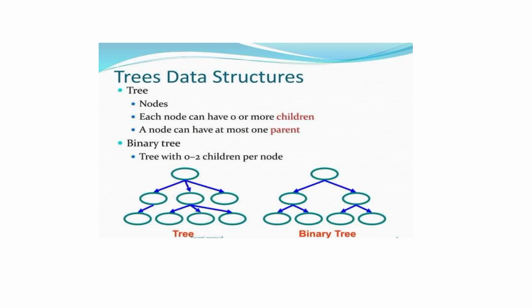In a tree, a node can have any number of child nodes, but in a binary tree the node should contain at most two children. So it can contain a node with zero children, one child, or at most two children. In this example, on your left-hand side, this is a tree. In a tree, each and every node can have more than two nodes, but in a binary tree each node contains at most two nodes, so that is called a binary tree.